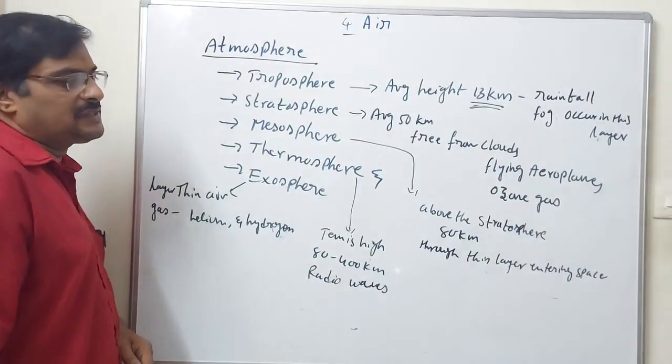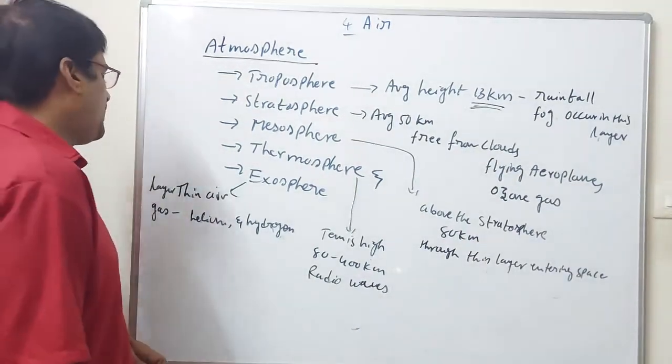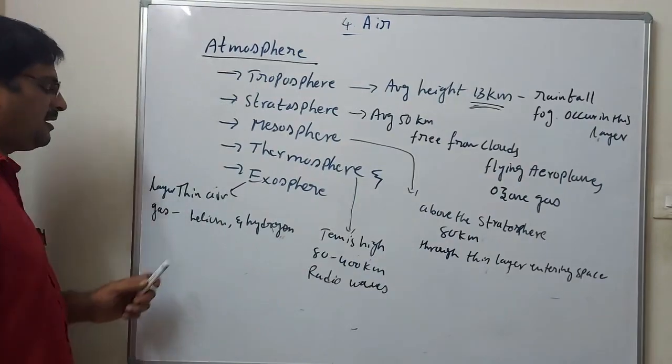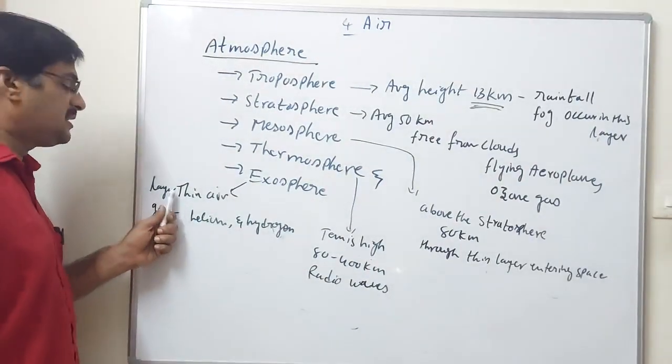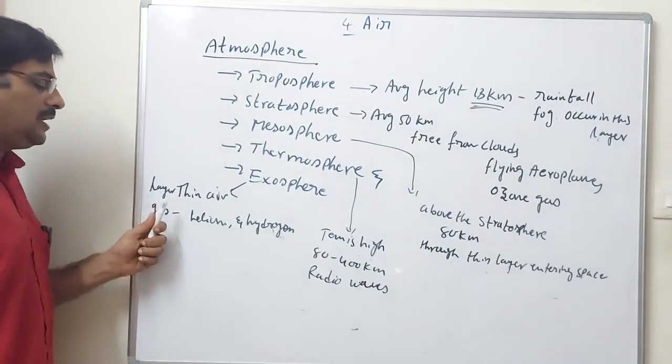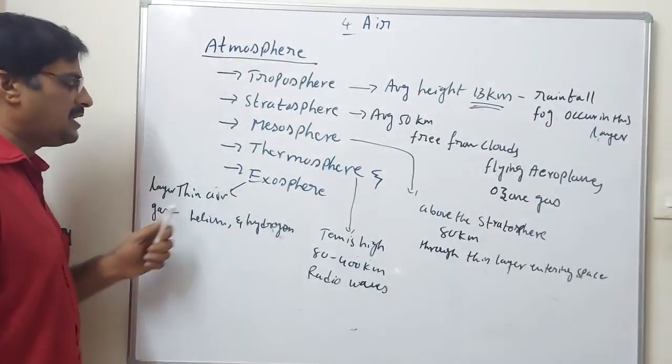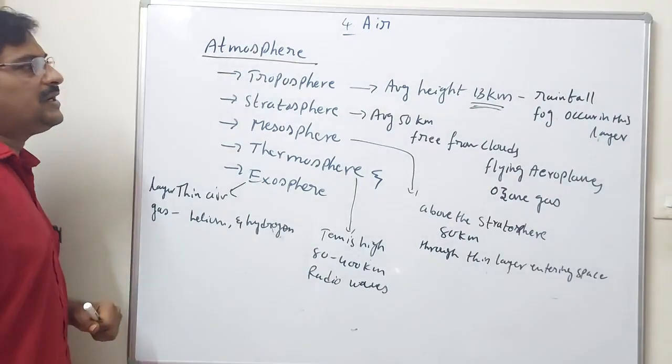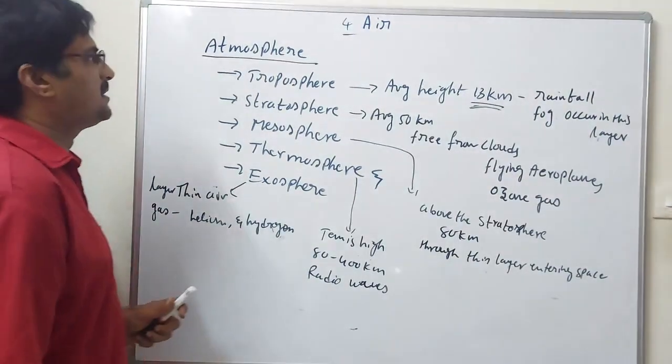The last one is the exosphere. This is a thin layer, meaning the air is thin. The gases are helium and hydrogen, in very small quantity in the atmosphere.